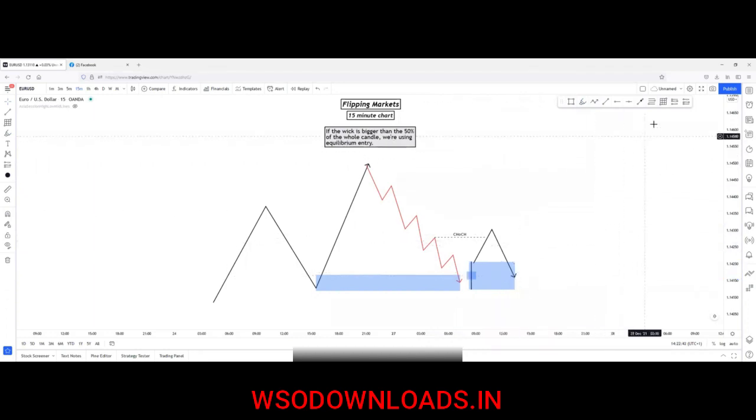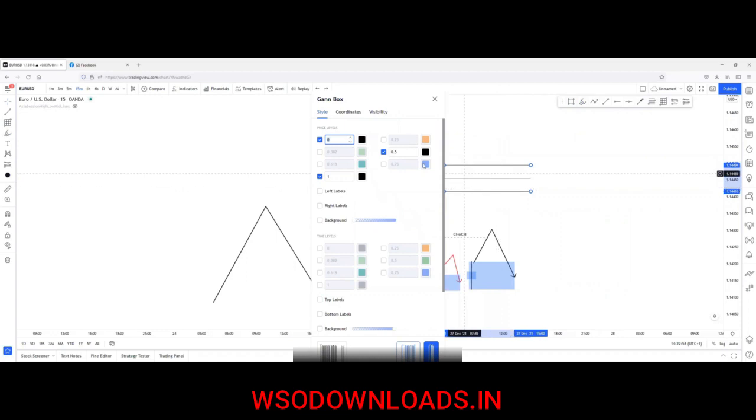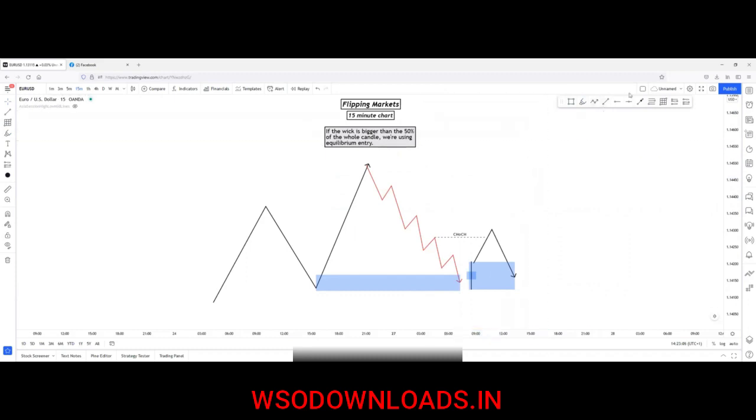We have a simple tool for this named Gambax. Right here, as you can see, it will mark out the 50% between the high and the low. I will show you how to set this up. Here are the settings on the first box: 0, 1, 0.5, no left labels, no right labels, no background. This is a really simple setup for the Gambax. That's how I use it.